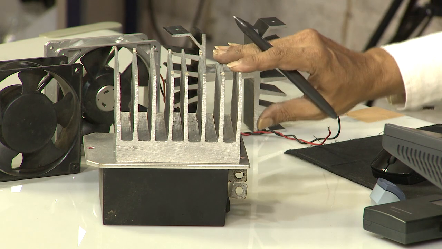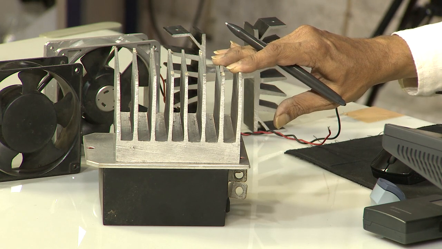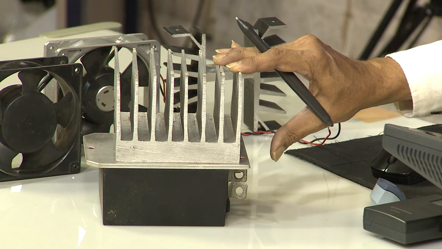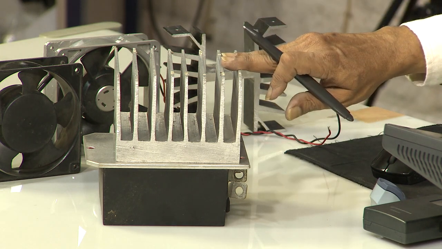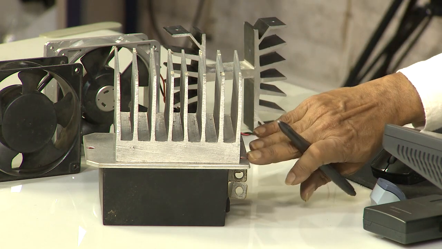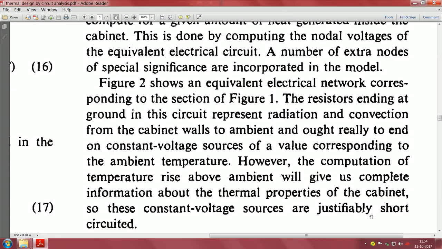If you make it very big, that is only a waste of material, increasing weight and cost. If you make it very small, while this temperature is high and it can transfer effectively to the ambient, the temperature differential for heat transfer by conduction reduces. So, coming back to this again, next you will see the computation of the temperature rise above ambient will give us complete information about thermal properties of the cabinet. So, this constant voltage is justifiably short circuited right now.